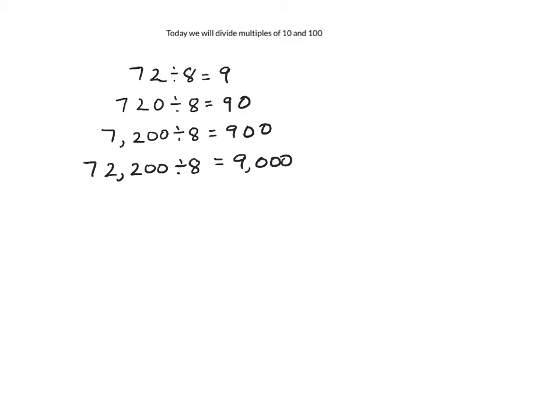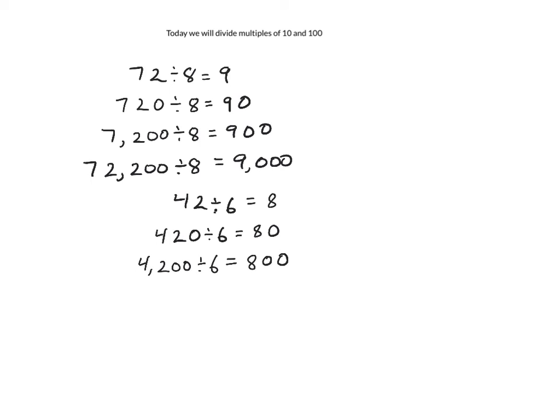Let's try one more set. So if we have 42 divided by 6, that equals 7. So that means 420 divided by 6 is like 42 tens divided by 6 equals 70. 4,200 divided by 6 would equal 700, because 700 times 6 is 4,200, and 42,000 divided by 6 would equal 7,000, because 7,000 times 6 is 42,000.